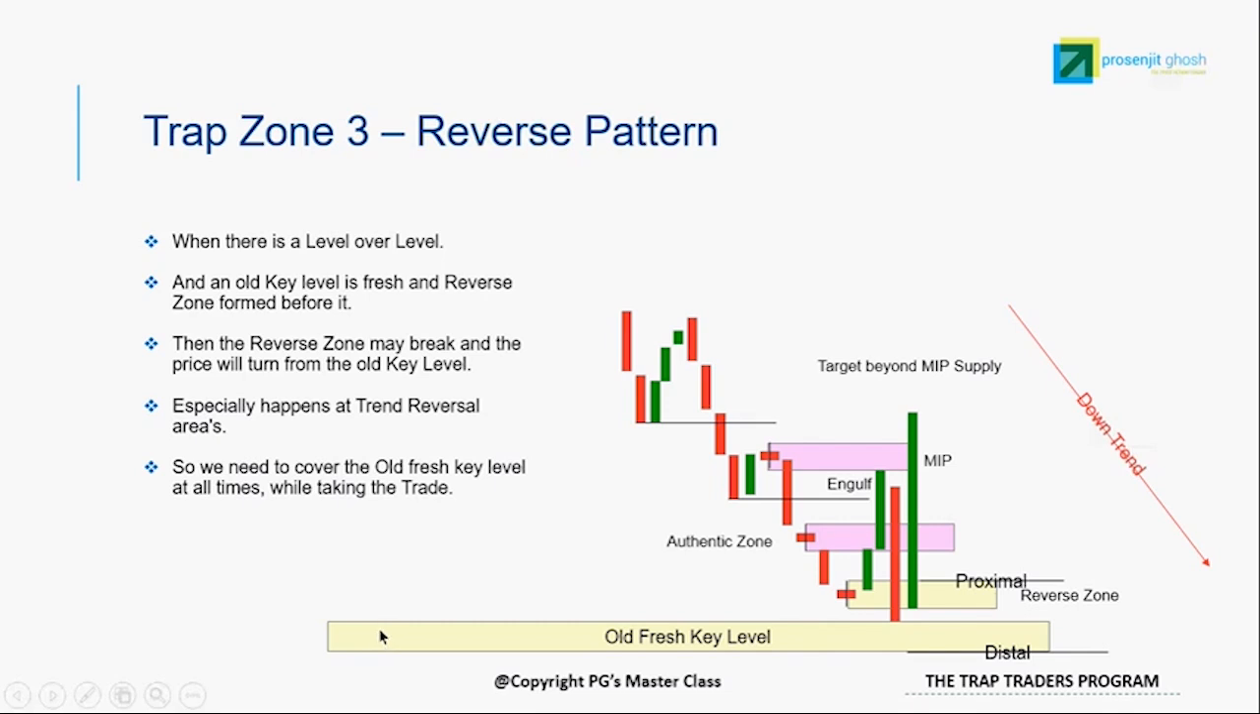Okay. So, if this is the situation, then we can take a trade there. You may take a trade by putting your proximal line at the reverse zone, or the trade can be taken at the old fresh level, which is just below this reverse zone. So your distal line should be below the old fresh level. That is the only thing you are going to do.